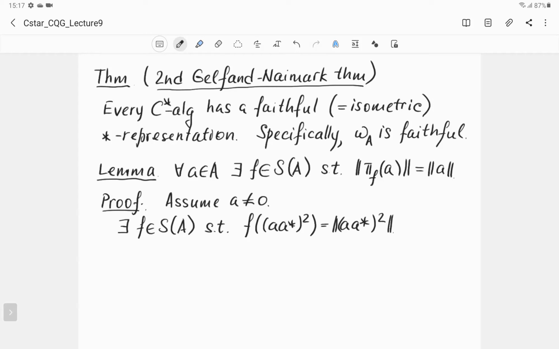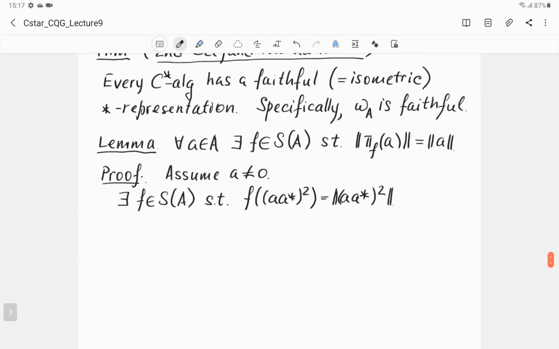Okay. So I claim that this is exactly the state we're looking for. Well, indeed, let's apply the C-star axiom, the C-star identity, to the element A. This implies that the norm of A to the power 4 is equal to the norm of A star A squared. This is just the C-star identity.